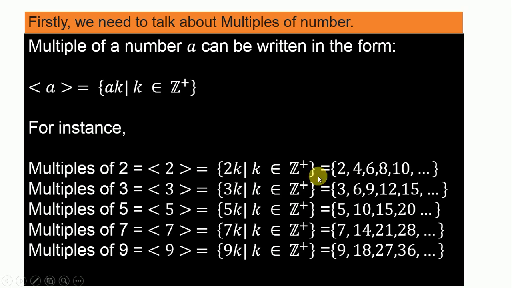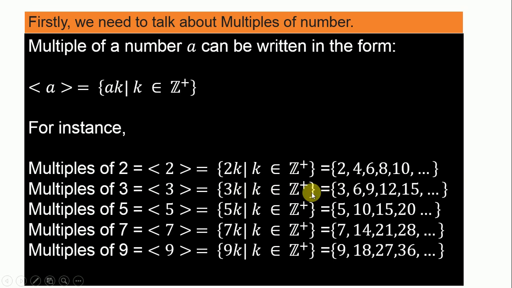So when you're finding the multiples of 2 in simple language, just start multiplying 2 by 1: 2 times 1, comma, 2 times 2, which is 4, comma, 2 times 3, which is 6, comma, 2 times 4, which is 8, 2 times 5, which is 10, 2 times 6, which is 12, 2 times 7, which is 14, and on like that. So it is infinite. It continues like that.